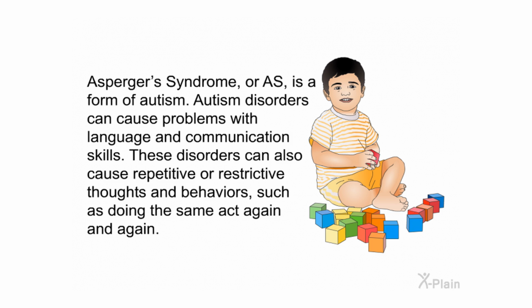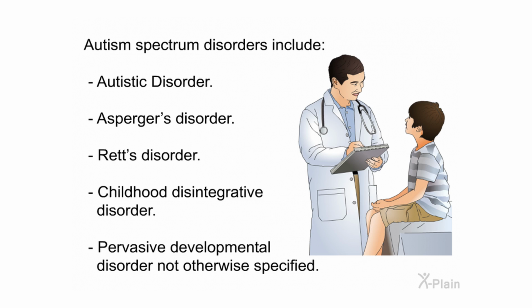Asperger Syndrome, or AS, is a form of autism. Autism disorders can cause problems with language and communication skills. These disorders can also cause repetitive or restrictive thoughts and behaviors, such as doing the same act again and again. Autism spectrum disorders include autistic disorder, Asperger's disorder, Rett's disorder, childhood disintegrative disorder, and pervasive developmental disorder not otherwise specified.